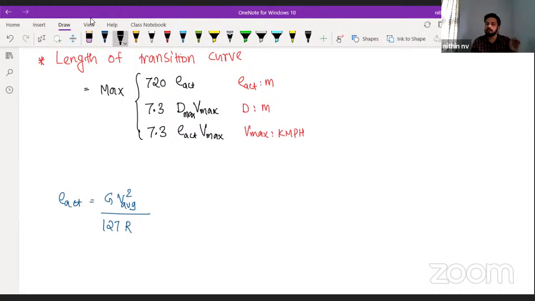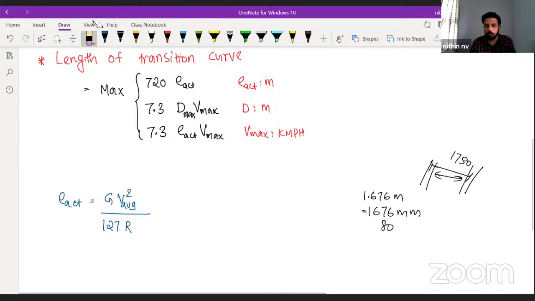Now listen properly, guys. This G value, either you can take 1.676 meter, which is actually the clear distance, or 1676 mm. Or sometimes we will take the center to center distance. Actually, the center to center distance will become 1750 if you take this value plus 80 mm. This is actually an approximate value. One second, I will draw properly.